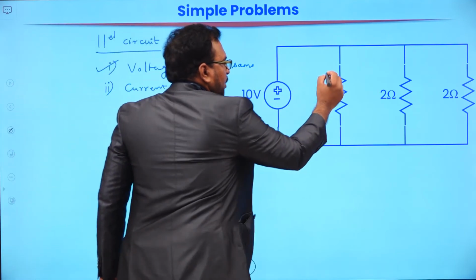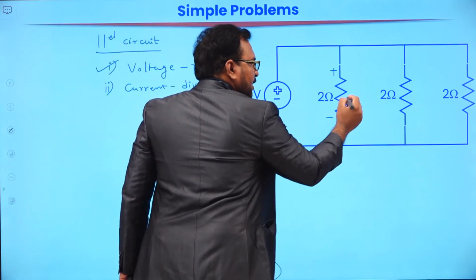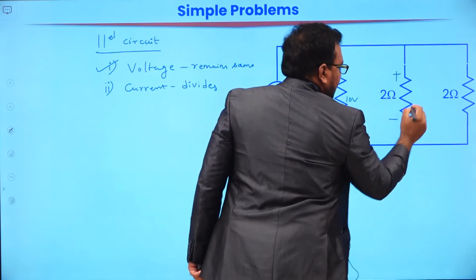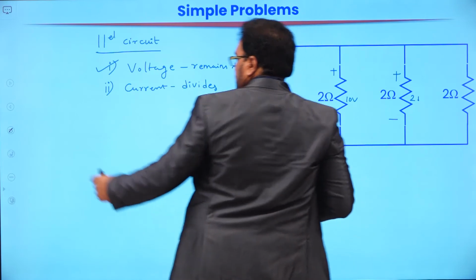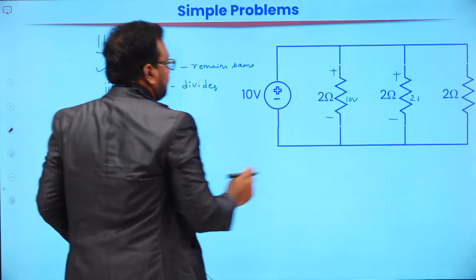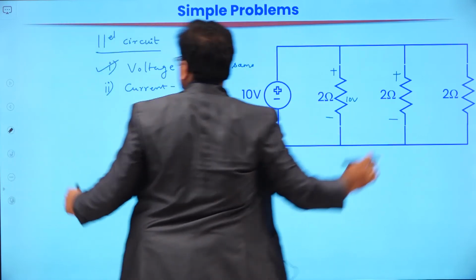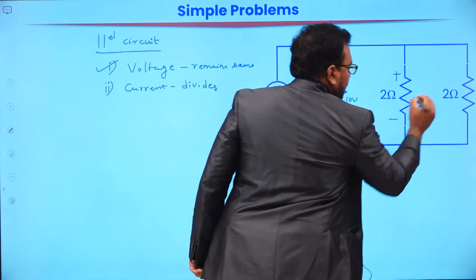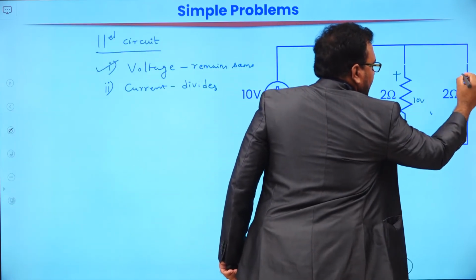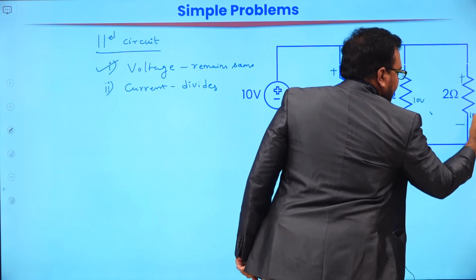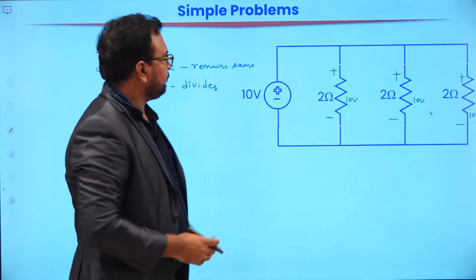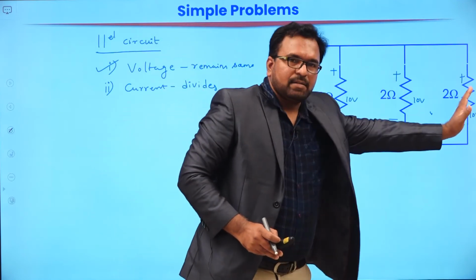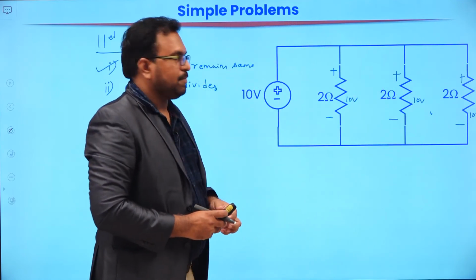That means the voltage across 2 ohms is 10 volts. And what is the voltage across another 2 ohms here? It is also 10 volts. Similarly, what is the voltage across the last 2 ohms? It is also equals to 10 volts. That is the characteristics of parallel circuit. That means the voltage across all individual resistance remains same.